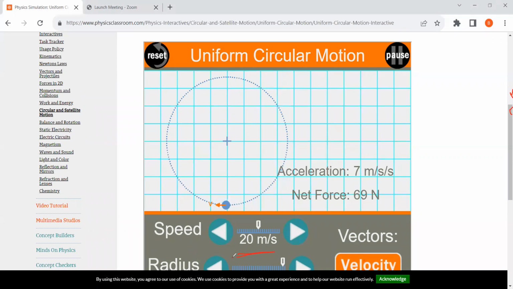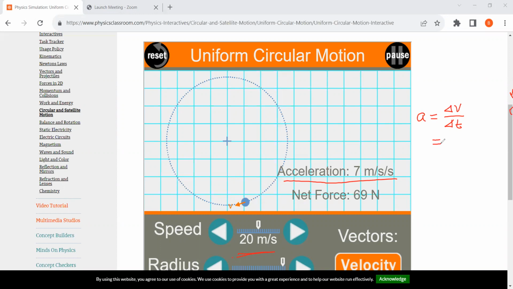Now what I wanted to show here is this one. Here you see that the acceleration is 7 meters per second squared. So when it is moving in this circular path, there is some acceleration. But if you remember, the definition of acceleration was delta v over delta t, right? That is, the rate of change of the velocity.